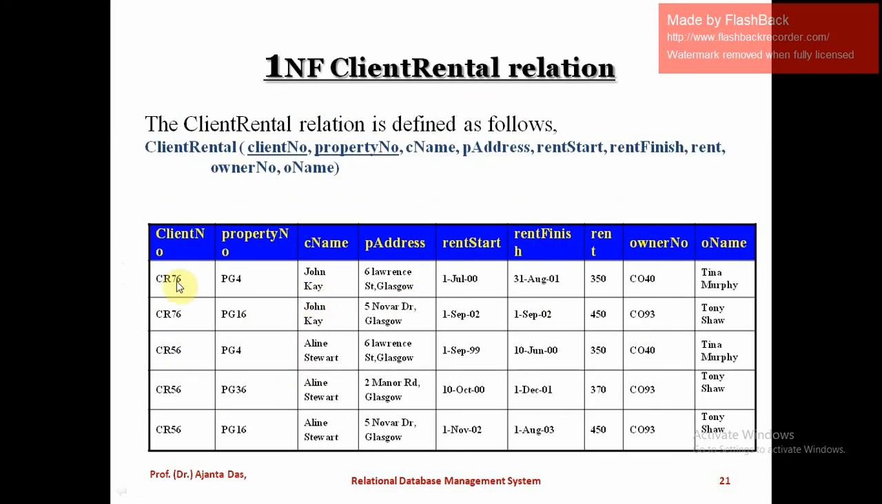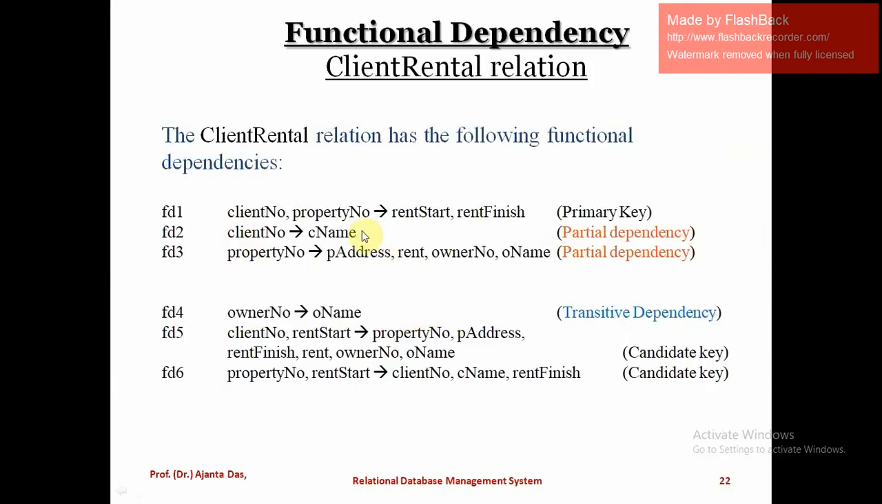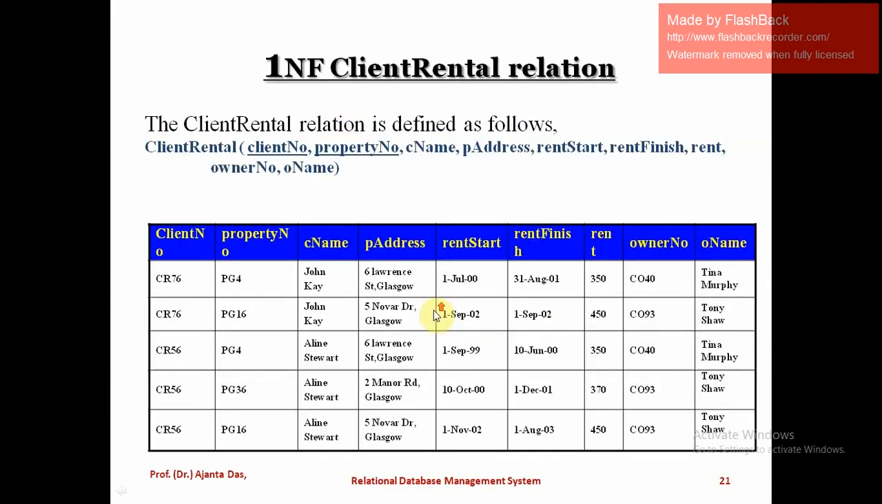Now you can see in this table that client name is directly dependent on client number. So obviously that is a partial dependency. You can check, client name is dependent on client number, so that is the partial dependency.